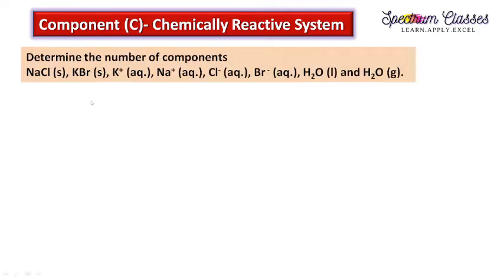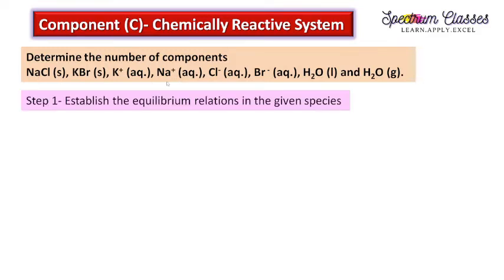Now coming to the next example, determine the number of components. So this is given here. In continuation with the previous example, here I have chosen this because it is given as solid, ions, liquid and gas, right? So it means solid as well as ions are existing, which means there is an equilibrium condition between the solid and ions. How are we going to solve this?